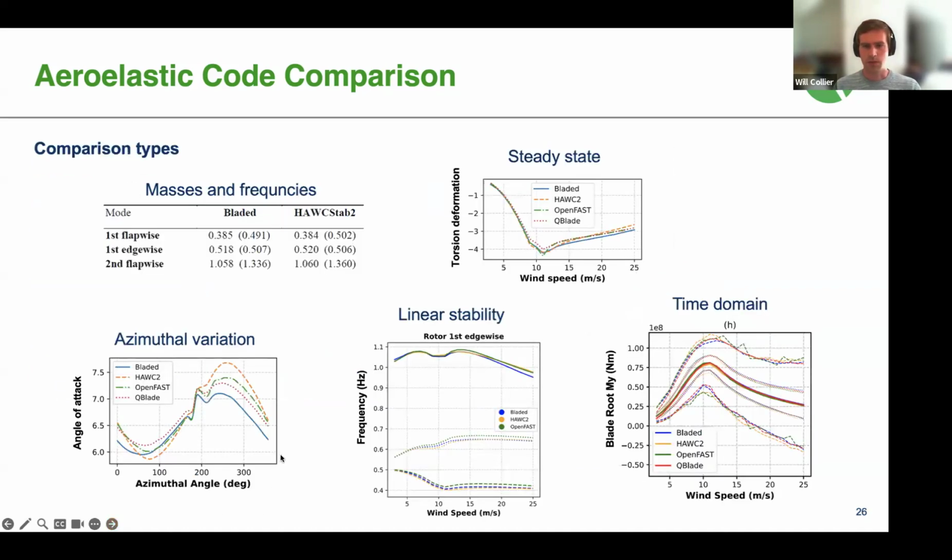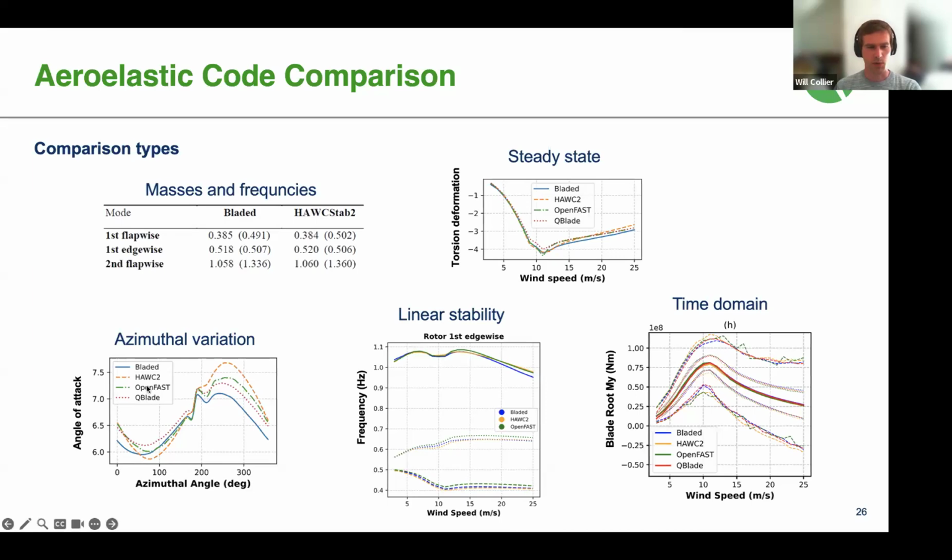So we've done various different comparison types, just showing a few samples here. At the top left, we've done comparisons of masses and frequencies of various parts of the turbine. You can see a sample of the blade frequencies there. The next one, steady state analyses. So we've run steady wind cases, and we're looking at the steady state operating conditions and loads and deformations against wind speed.